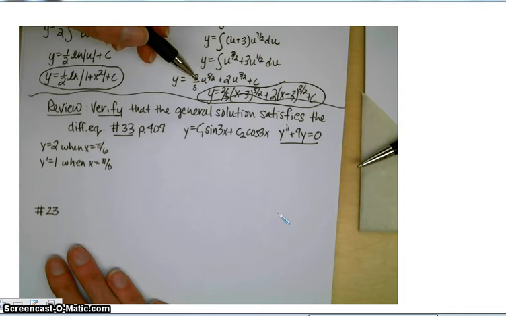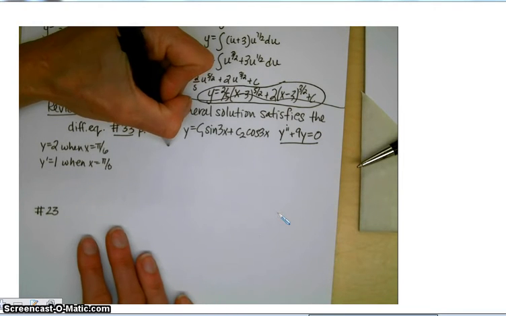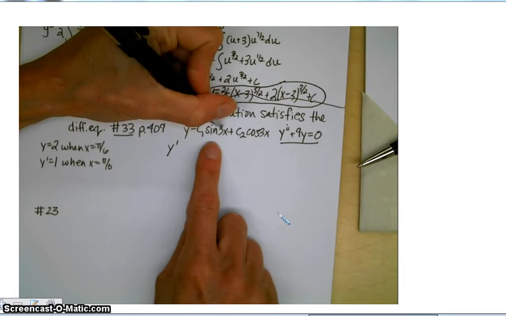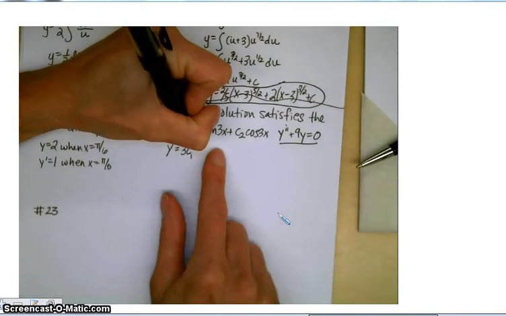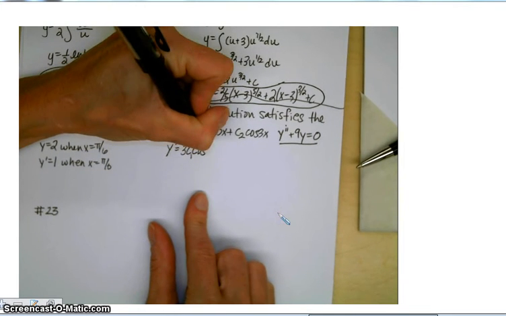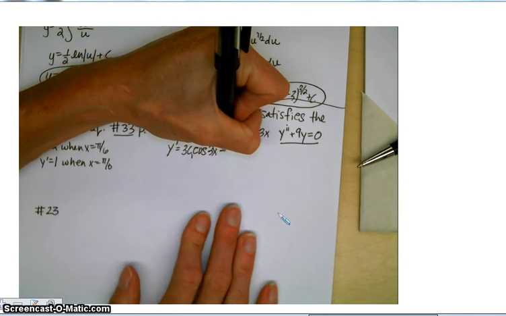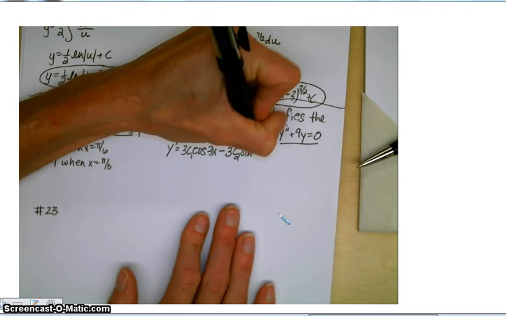So first of all, the derivative of y. The derivative of c1 sine of 3x is going to be 3c1 cosine of 3x. The derivative of c2 cosine of 3x is going to be negative 3c2 sine of 3x.